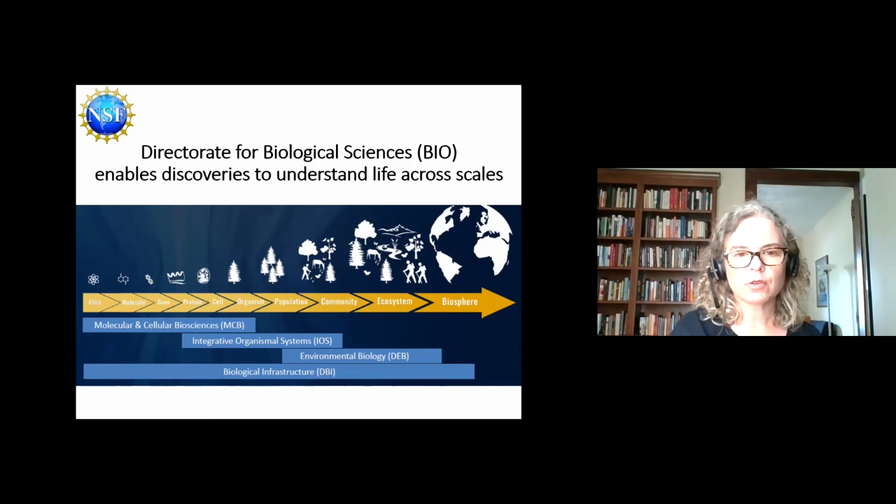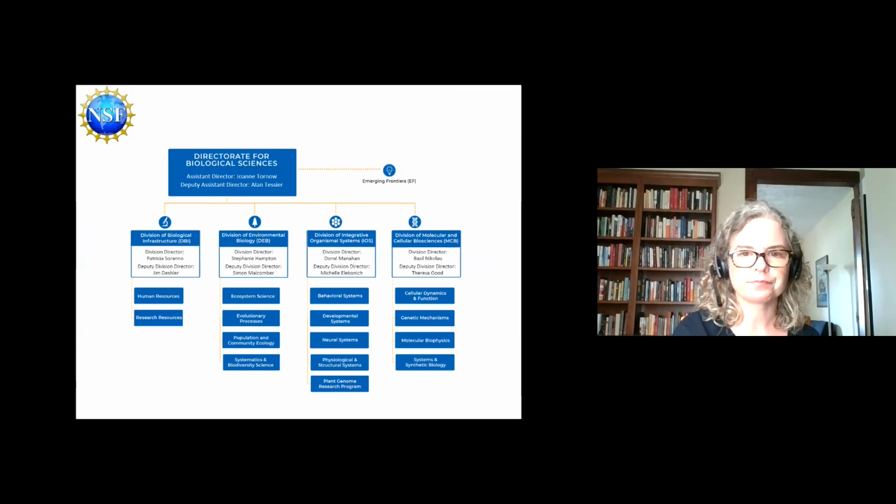And then bridging those 2 extremes is Integrative Organismal Systems that really is interested in understanding how organisms work in their environment at the molecular level and also at a broader scale. And finally, there's a 4th division, the Division of Biological Infrastructure, and that's really focused on developing the people and the places we need to make the research happen.